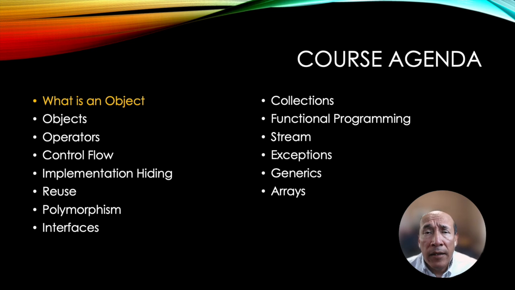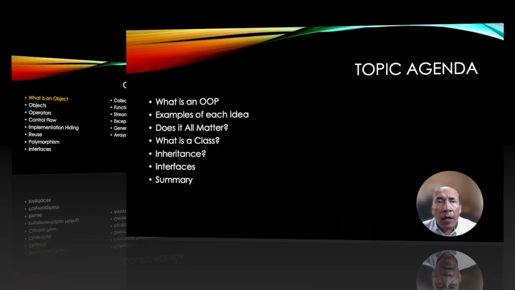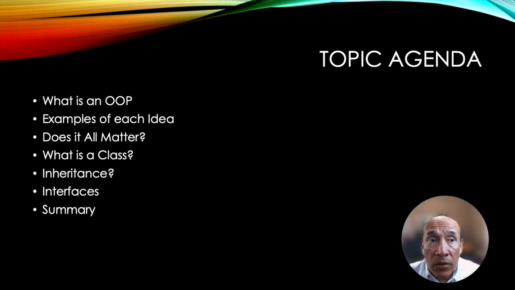Let's talk about what an object is, and basically we'll talk about object-oriented programming. What topics are we going to cover in this course? We'll talk about what OOP is, just the bare minimum you need to get some baseline so the language makes sense. We'll have examples of each idea, and then, does it all matter? Well, it does to some point, but we're not going to go too far. We'll talk about what a class is, inheritance, interfaces, and then kind of summarize those things. So we need some basics in Java, in OO, before we get to all the syntax.